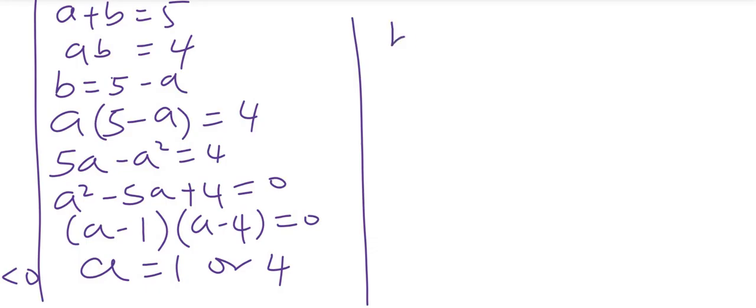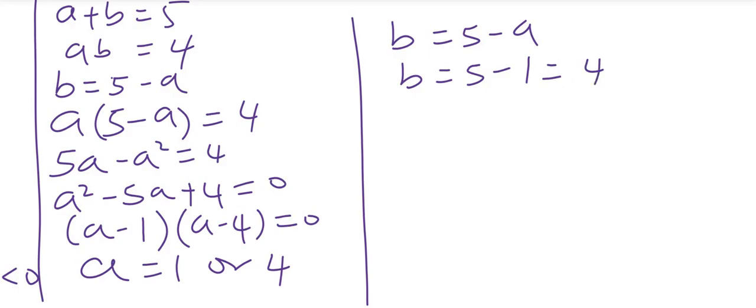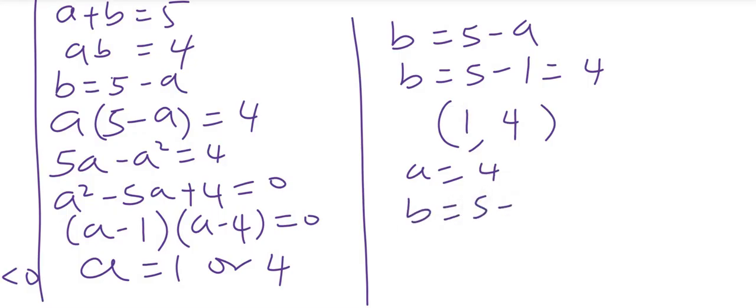I'm going to substitute both of them into this equation. Therefore, b is equal to 5 minus a. b is equal to 5 minus 1 when a is 1, and this gives 4. I have a pair, a is 1, b is 4. The second one, when a is equal to 4, b is equal to 5 minus 4, which is 1. Therefore, a is 4, b is 1. These are the two pairs that satisfy the equation given.